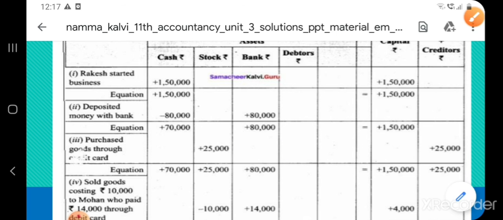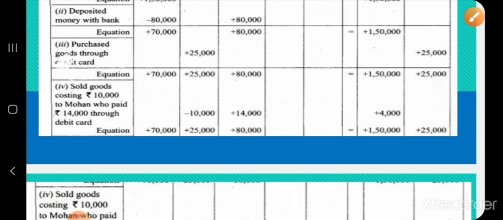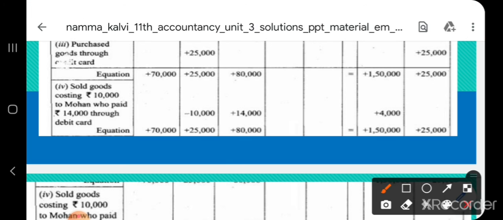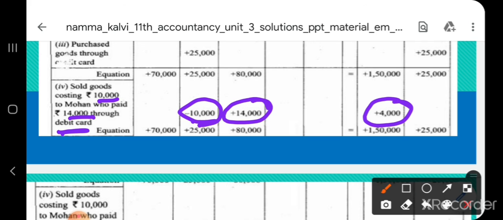Okay. Now, sold goods costing 10,000 to Mohan, who paid 14,000 through debit card. So goods worth rupees 10,000, that means stock is reduced to the extent of 10,000, is sold for 14,000 and the payment is received through debit card. That means the amount is increased by 14,000 and 10,000 worth goods, if it is sold for 14,000, 4,000 is the profit which you will show in the capital. Okay. Next one.